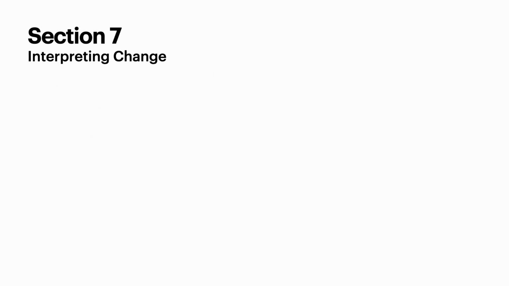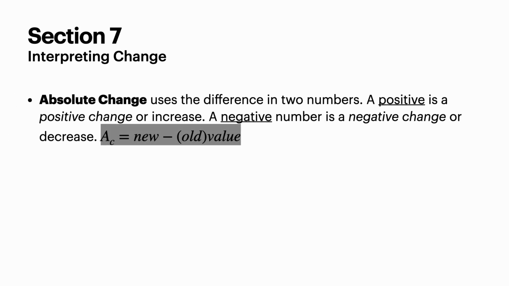Okay, section 7, not included in exam 1, interpreting change. So we have absolute change, which is just a new value minus an old value. For instance, say a candy bar cost $1.50 today, but it used to only cost 50 cents. Well, that's $1.50 minus 50 cents. That's $1 absolute change. So it's changed in value of $1. That would be the absolute change. That would be a positive change or an increase. It's increased by $1.